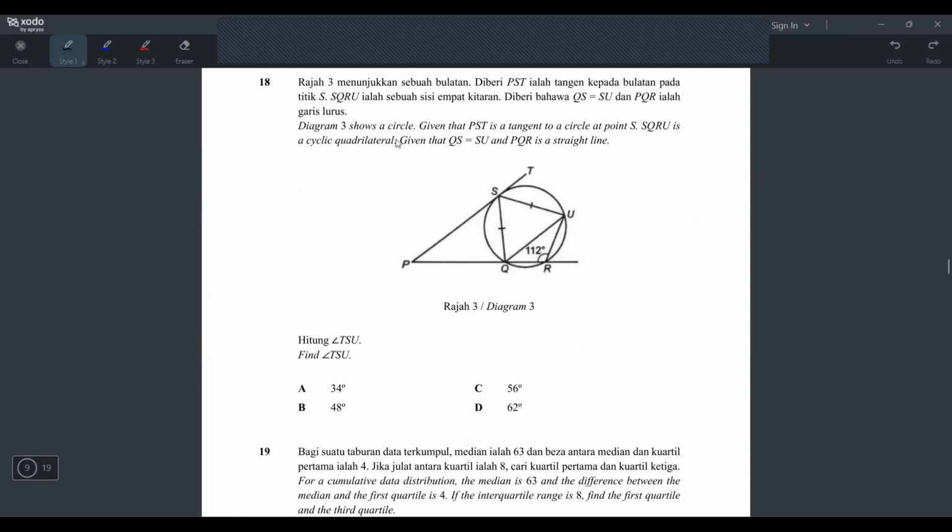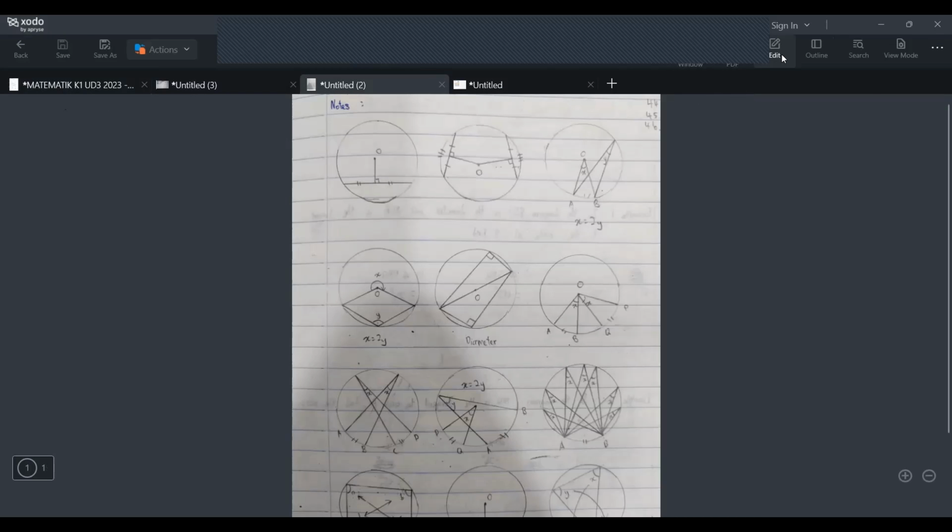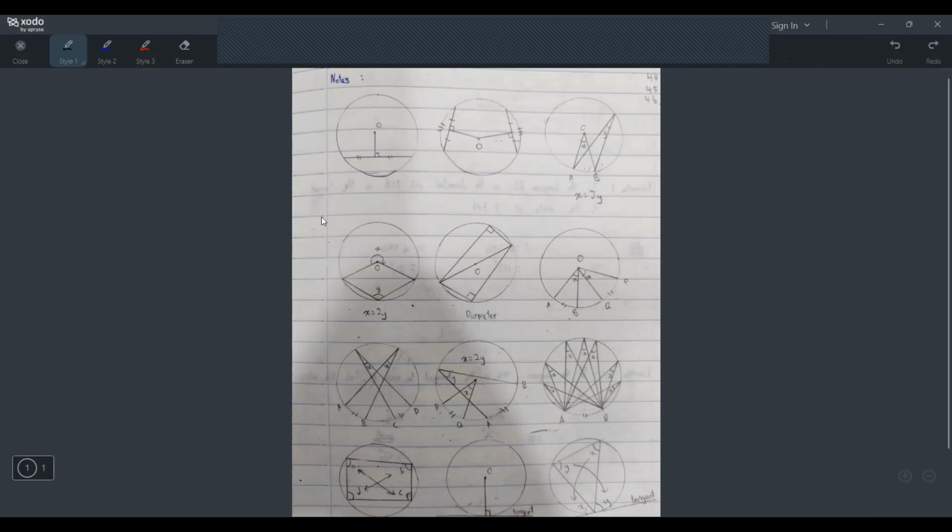Okay, number 18. Diagram 3 shows a circle. So definitely this is another form 3 chapter or form 2 chapter. I'm not sure, but I will show you my notes. Okay, so let's look at this. These are all the circle formulas that you must know.